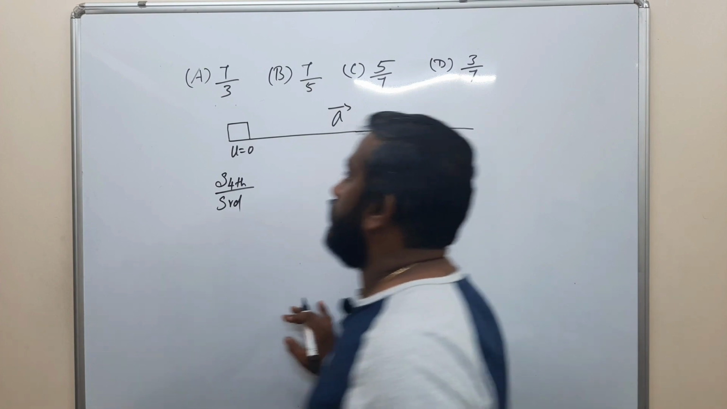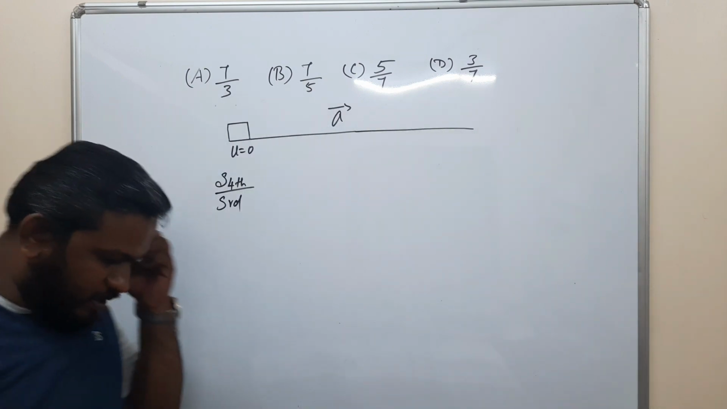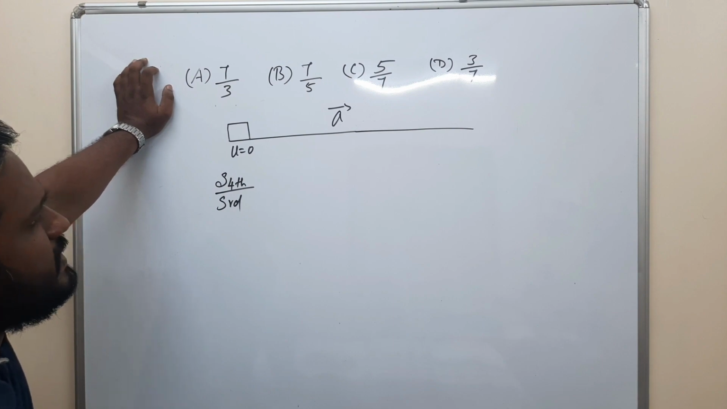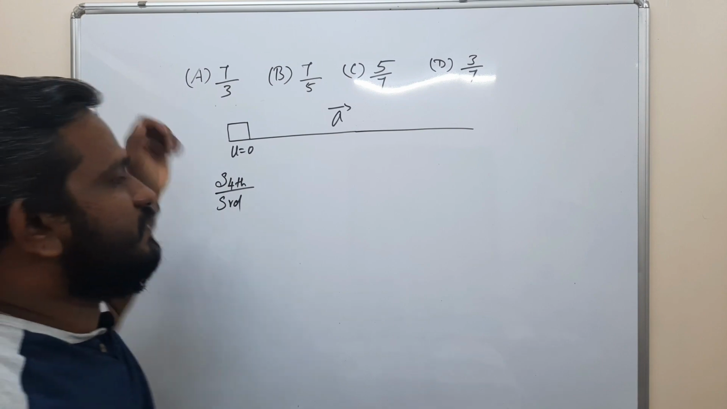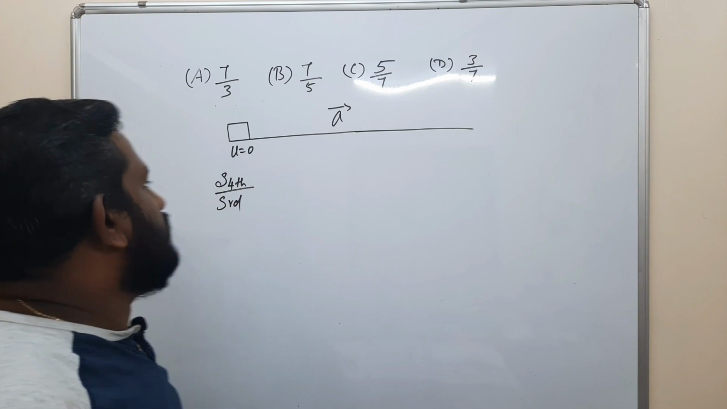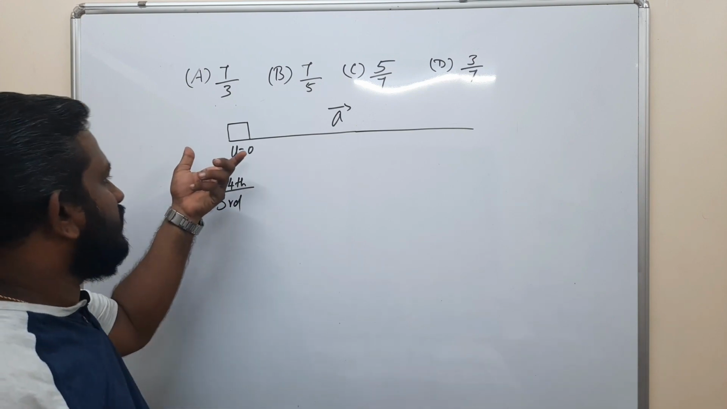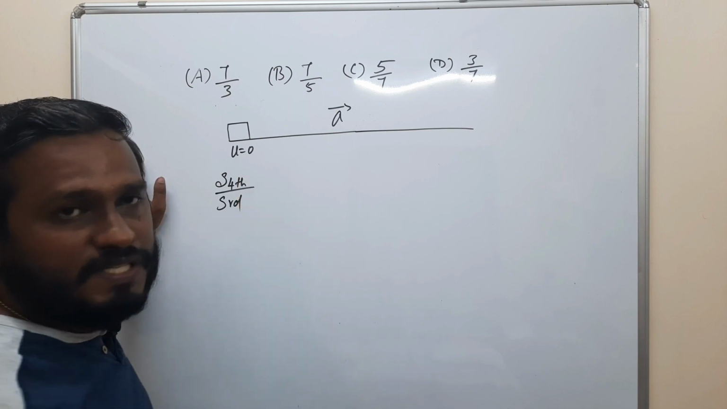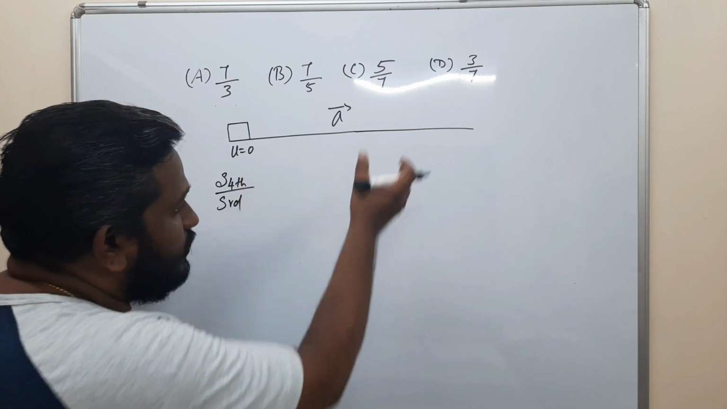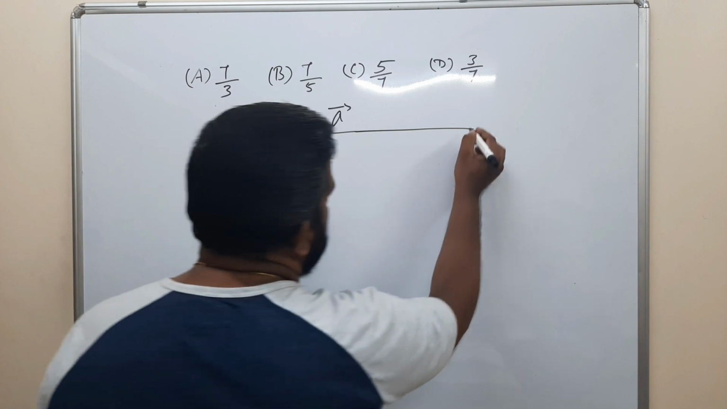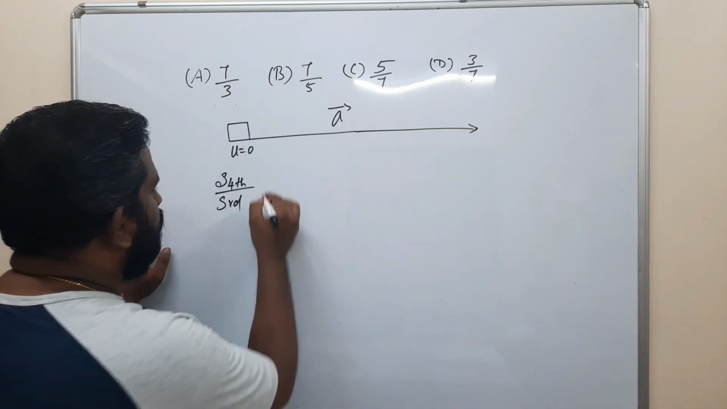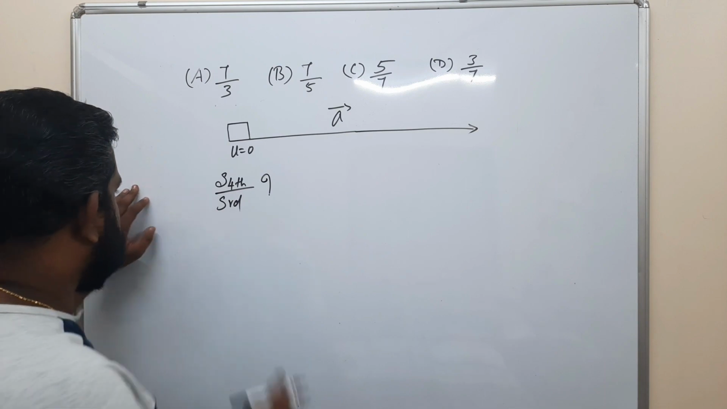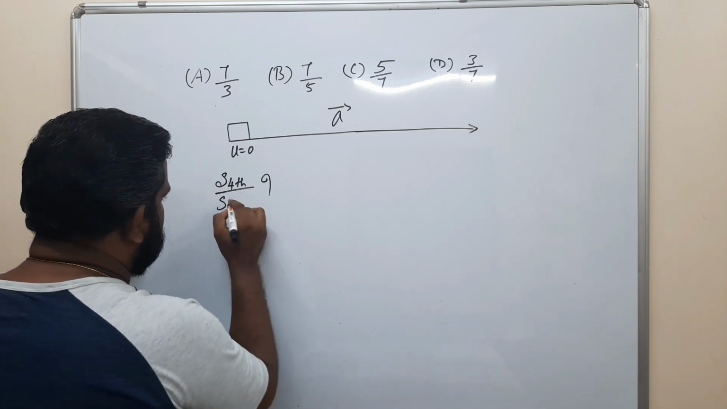So these are the 4 options given for this question. A is 7 by 3, B is 7 by 5, C is 5 by 7, and D is 3 by 7. It is given in the question that a body starts from rest, that is the initial velocity is equal to 0, and it is moving with uniform acceleration. We have to find the ratio of the distance in the 4th second and 3rd second.